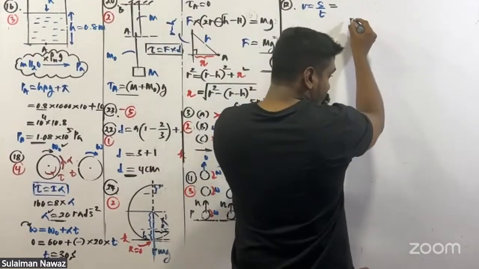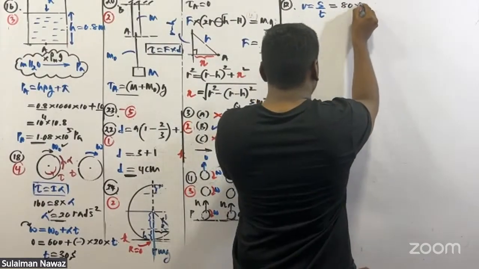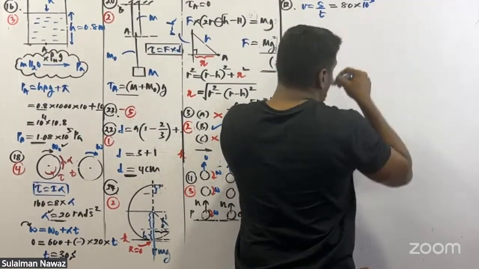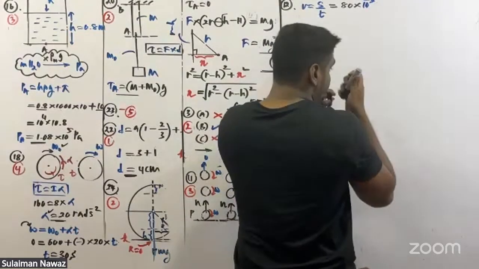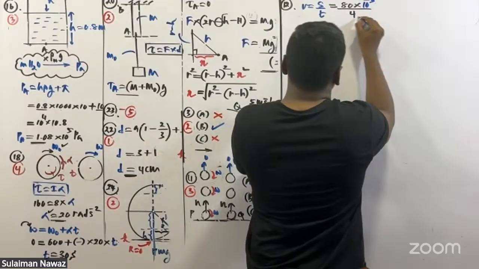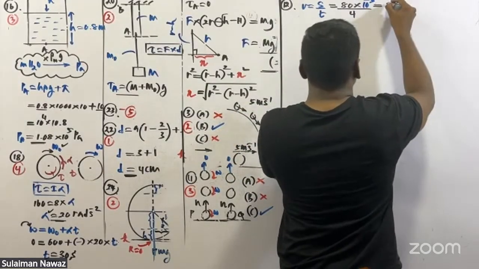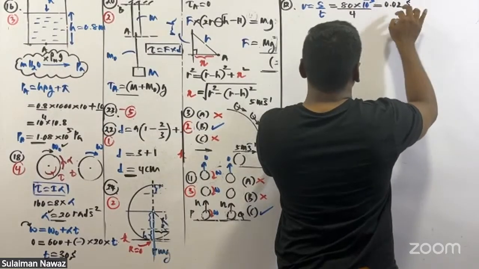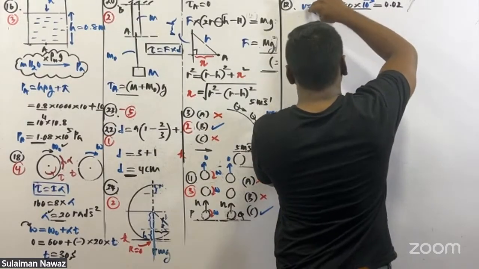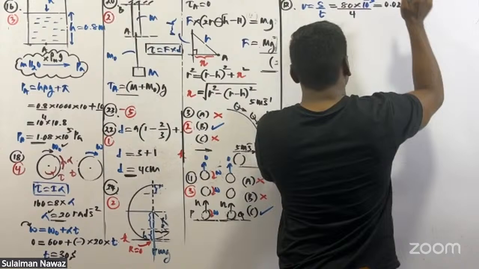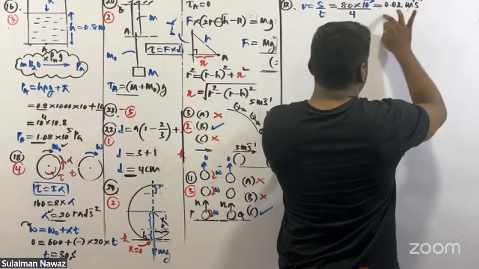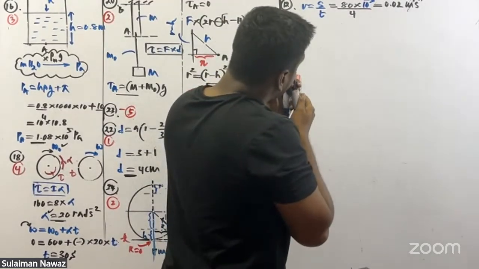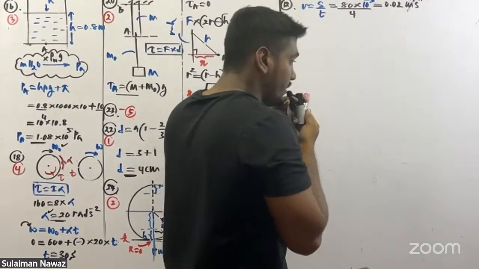The distance is 80 millimeters. If you convert to meters, multiply by 10 to the power minus 3. The time taken is 4 seconds. Divide by 4, and 80 over 4 means 20, so 0.02. Sorry, speed, my bad. The speed of the wave, with distance 80 millimeters and time 4 seconds, is 0.02 m s^-1. If I'm wrong, tell me. Speed is 0.02, correct.